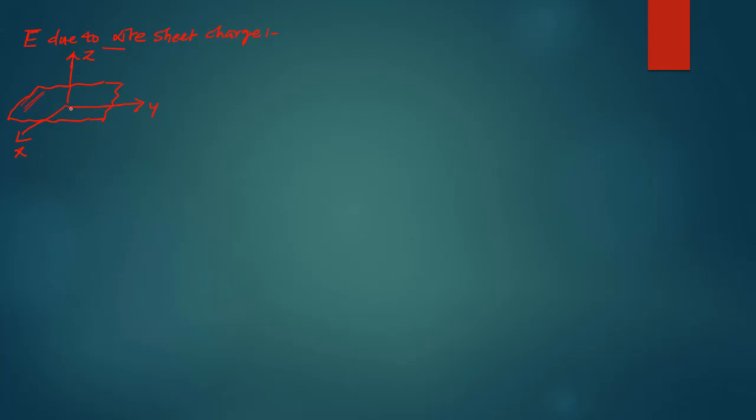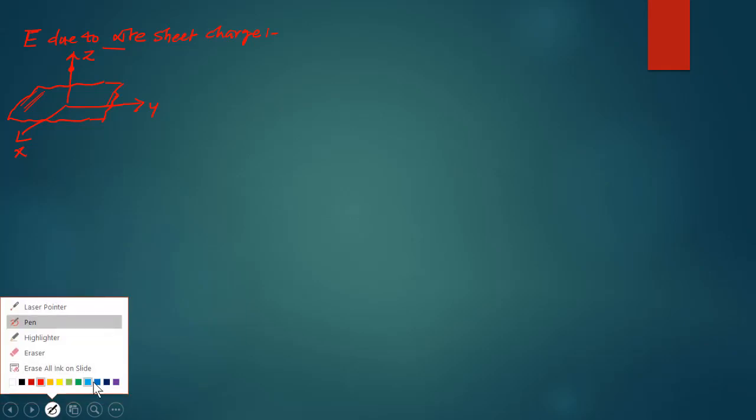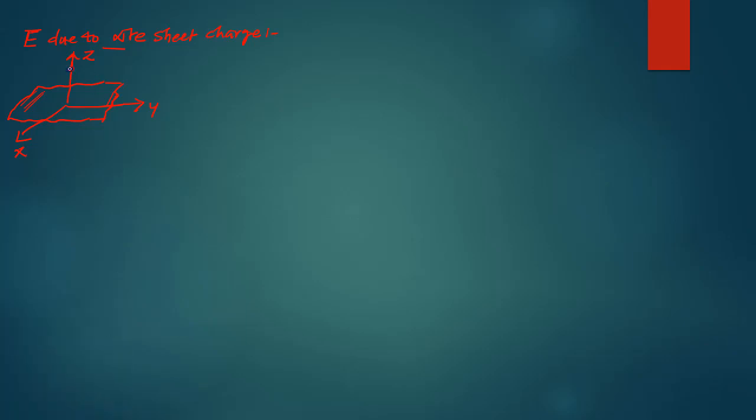Okay, so this is our infinite sheet. Due to this particular infinite sheet, we need to get the electric field intensity at some distance, and we will assume one point on the z-axis where we are going to get the electric field intensity due to this one. So this is the point where the coordinates are given by 0, phi, z. On the z-axis, the coordinates in the cylindrical coordinate system are given by 0, phi, z.